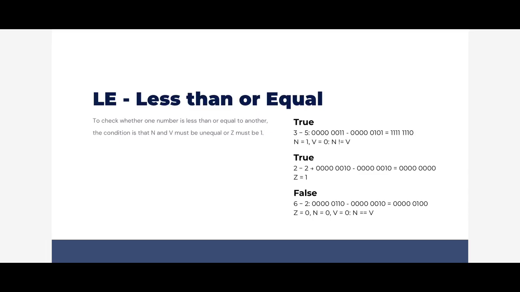In the third case, we check Z is 0, but it's not enough to say that the condition is false. We should check N and V and be sure that they are the same to say that this condition is false. And we see, as the result of subtraction, there is 0 in the most significant bit, and it means that N is 0 and V is 0, and they are equal. And we can say that the 3 conditions are not satisfied, and the general condition is false.